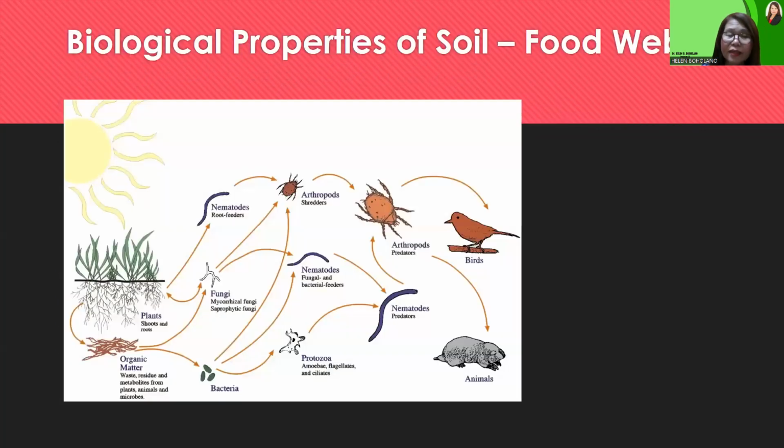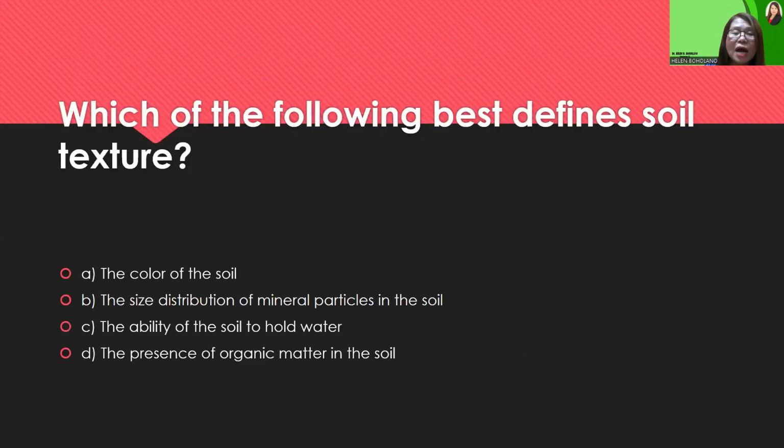Now let's try these questions. As I told you a while ago, there's no rationalization for this one, but the rest of my examples have rationalization. Now let's enjoy. Which of the following best defines soil texture? A, the color of the soil. B, size distribution of mineral particles in the soil. C, the ability of the soil to hold water, or the presence of organic matter in the soil. Okay, you can write your answer now.